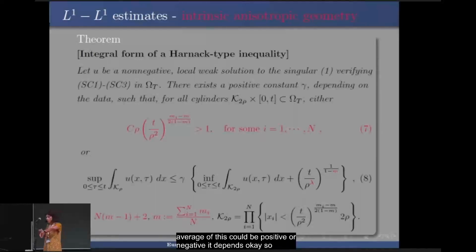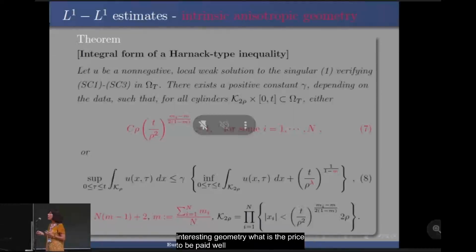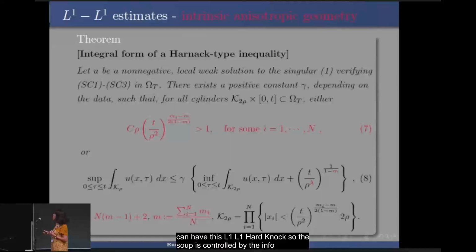Okay, so what happened, and I'm more or less going to my point, is that if we are considering the intrinsic geometry, what is the price to be paid? Well, we have the possibility to say that we can have this L1 Harnack, so the sup is controlled by the inf of the L1 norm, okay? When having just rho, we are comparing to the 2 rho, and we are getting this extra term here. This is related to the fact that we are not working with a homogeneous equation. So we have that capital B appearing, okay?